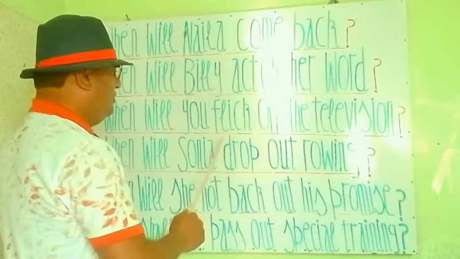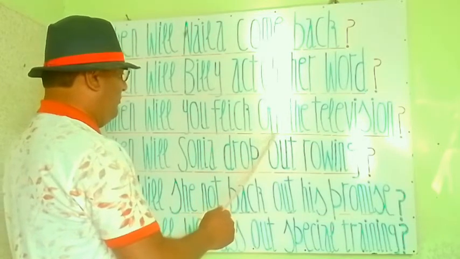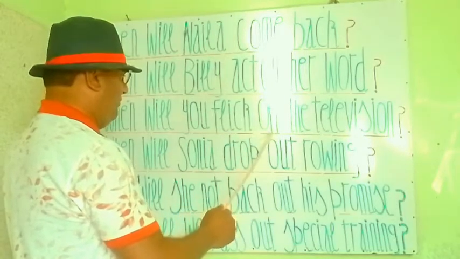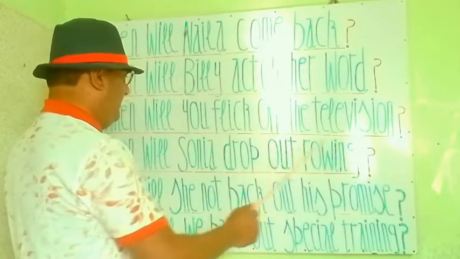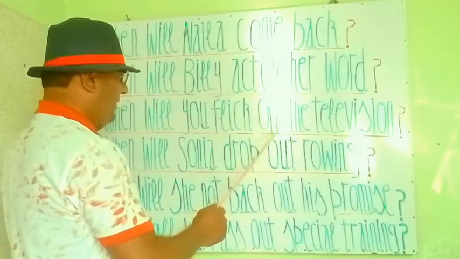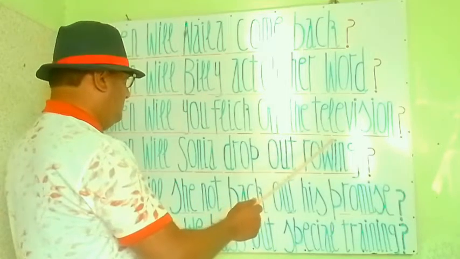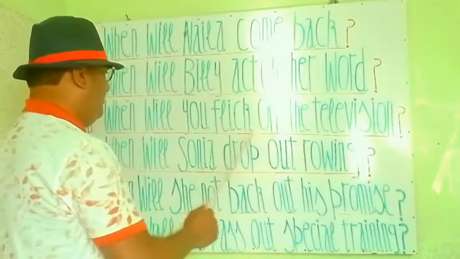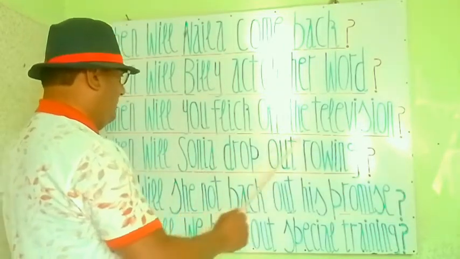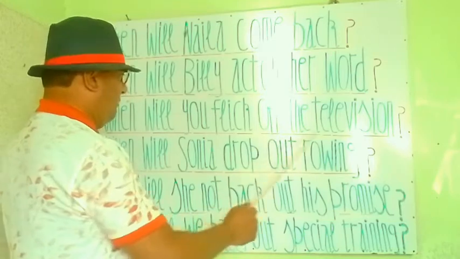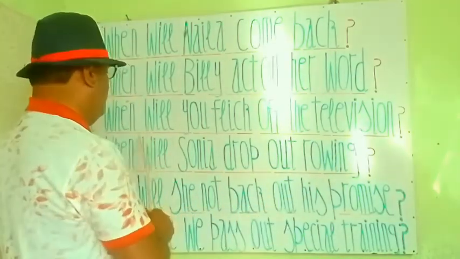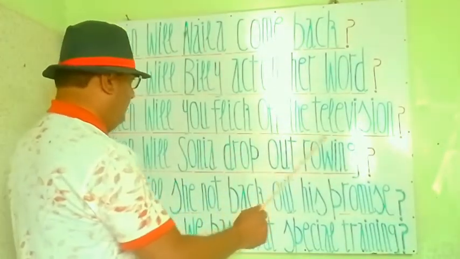Flick off means to switch off. To stop the electricity. And the television is an object. To switch off the supply of electricity to television. So flick off means switch off. And when will you flick off the television? आप टेलीविजन को कब बंद करोगे? When will you switch off the television? आप टेलीविजन की बटन कब बंद करोगे? आप टेलीविजन की बिजली की सप्लाई कब बंद करोगे?